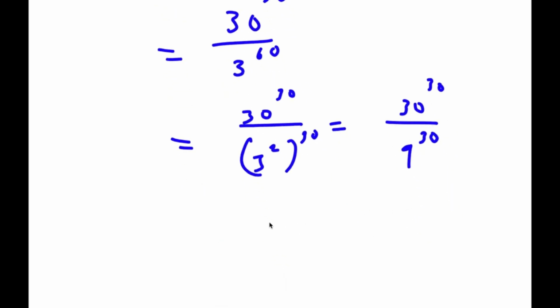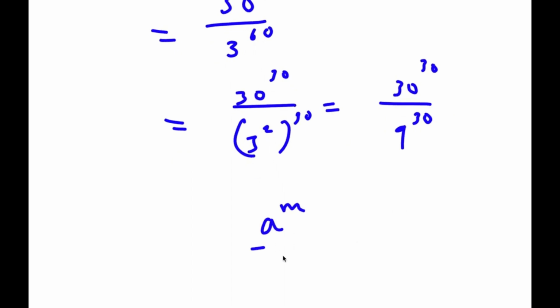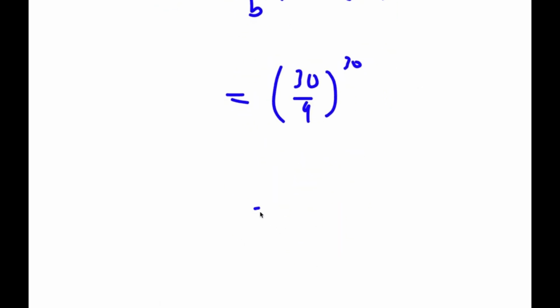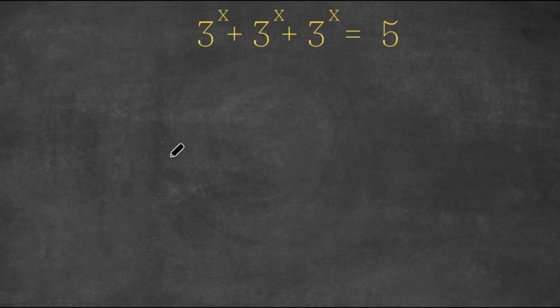So now if I have something in the form a to the power of m over b to the power of m, this is equal to a over b to the power of m. So this is equal to 30 over 9 to the power of 30, which is equal to 10 over 3 to the power of 30. So this is my answer.